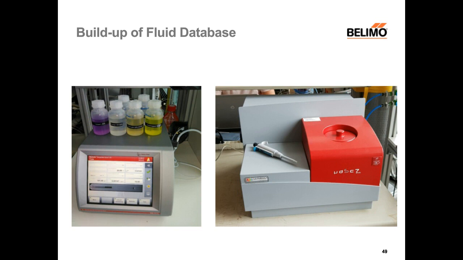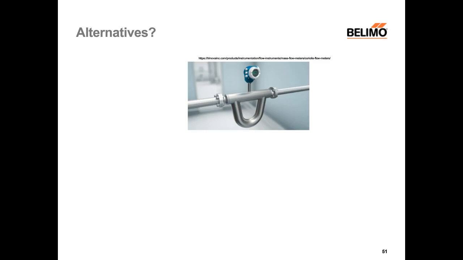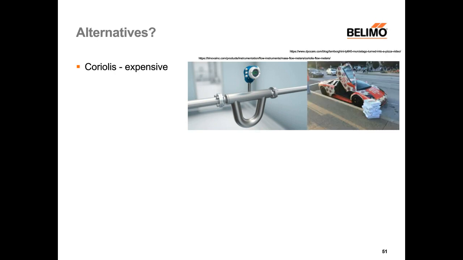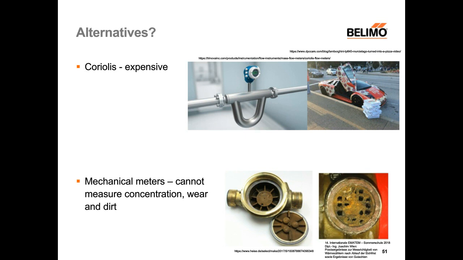Because we have also looked into alternatives. Well, there's Coriolis meter technology. It's really good. It can even measure the density, but it is quite expensive. On the other hand, there are mechanical meters. They are cheap, but they cannot measure the concentration to compensate the heat capacity and the density, and they have a problem with dirt in pipes and the limited lifetime due to the wear of moving parts.